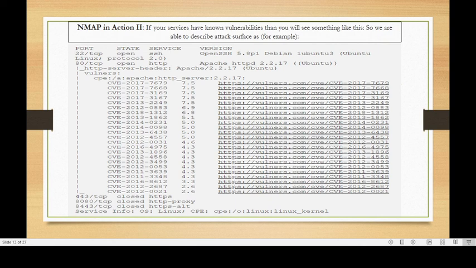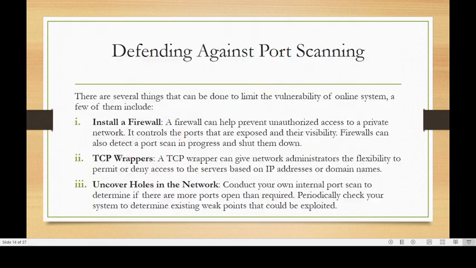Now that we have highlighted the open, the closed, and the filtered ports, how then do we defend the ports against scanning? We can install a firewall, we can install TCP wrappers, we can uncover holes in the network.